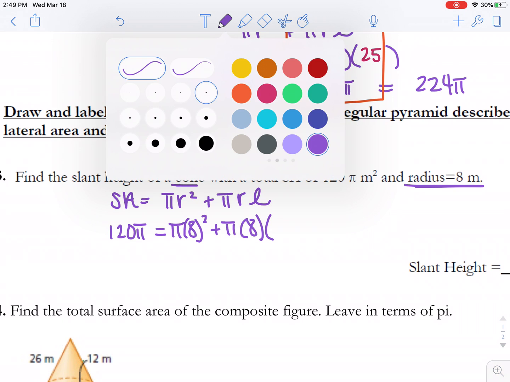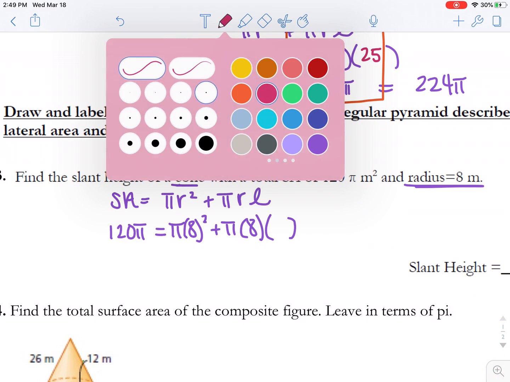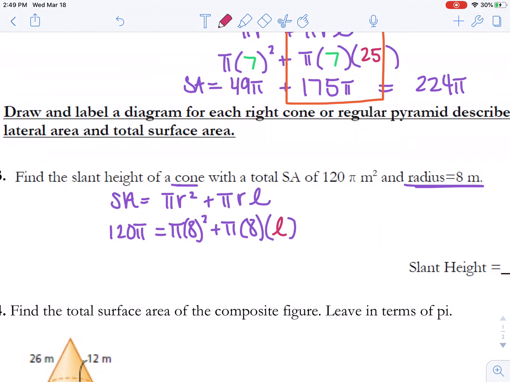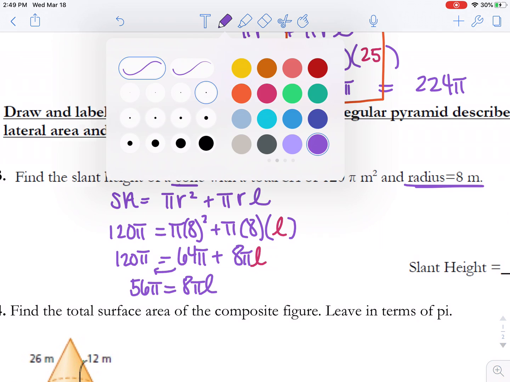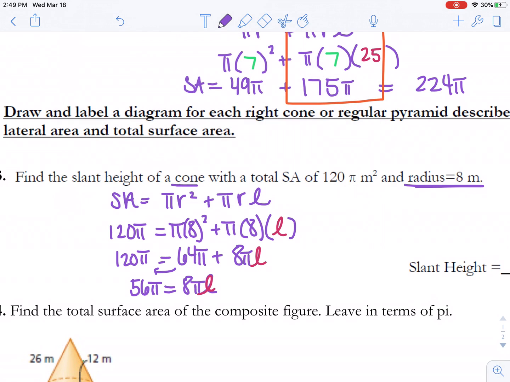And they want us to solve for the slant height, so I'll just leave that as L. Here I'm just going to do some basic algebra. This is 64 pi plus 8 pi times L, this stays together, is equal to 120 pi. So I'm going to subtract the 64 pi from both sides and get 56 pi is equal to 8 pi L. I'll keep it color-coded.